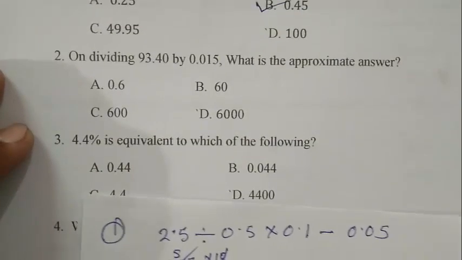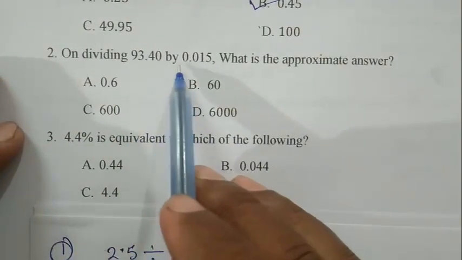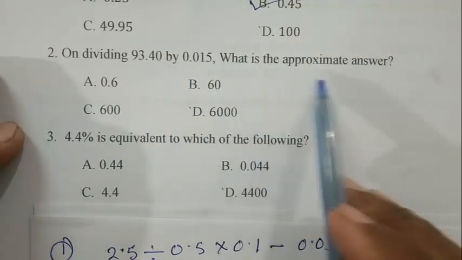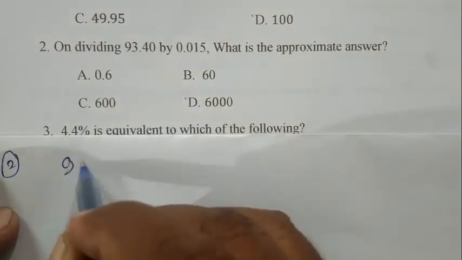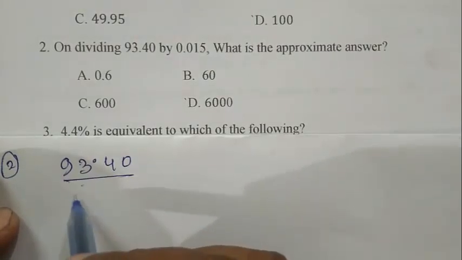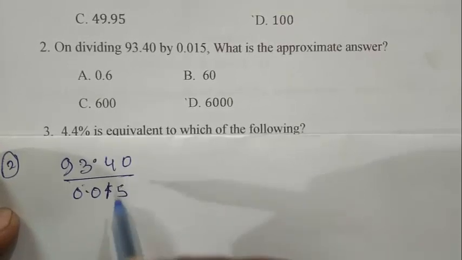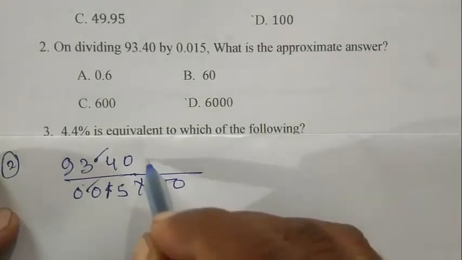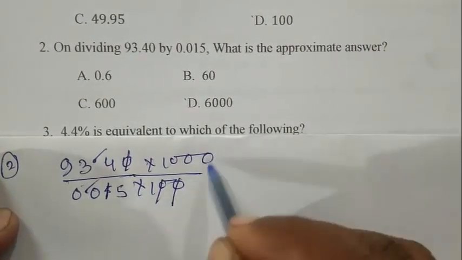Question number 2. On dividing 93.40 by 0.015, what is the approximate answer? 93.40 divided by 0.015, that is 100, that is 1000. So zeros.